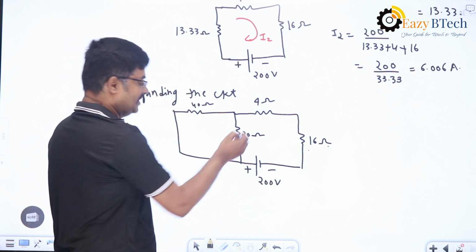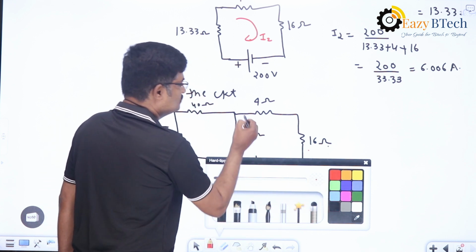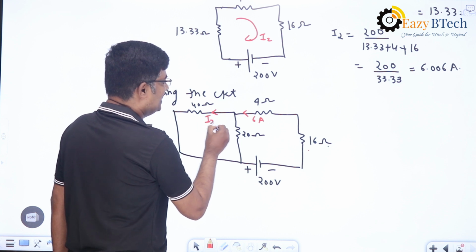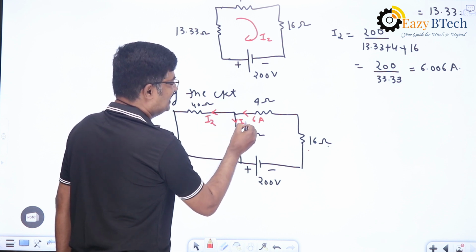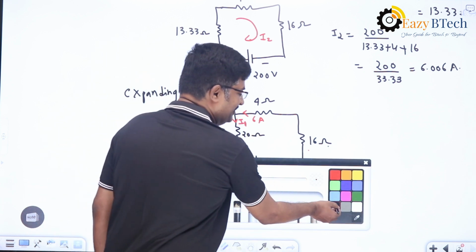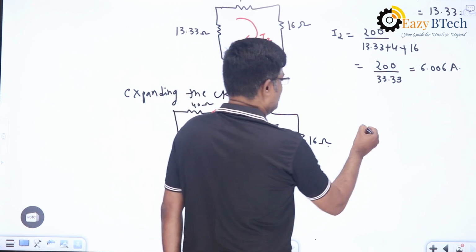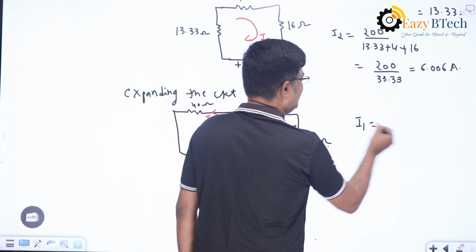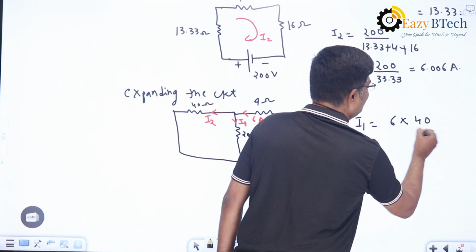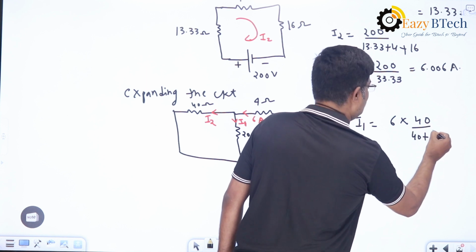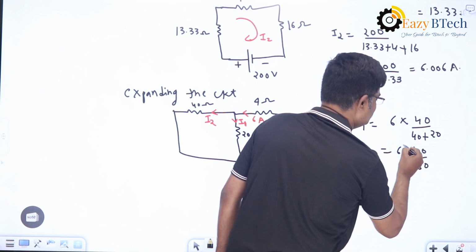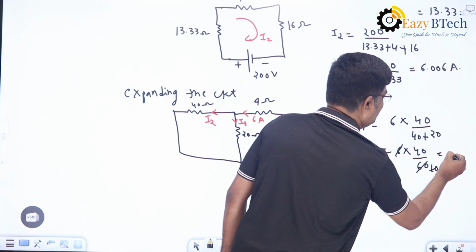Now here what is happening? Up to this point, my current is 6 amperes. Now it is divided as I2 and here it is divided as I1. Now here I want the current I1. So once again here I will be using the formula. I1 is equal to total current, 6 amperes, for this opposite resistance, 40 divided by 40 plus 20, which is equal to 6 into 40 by 60. So here it will be 4 amperes.